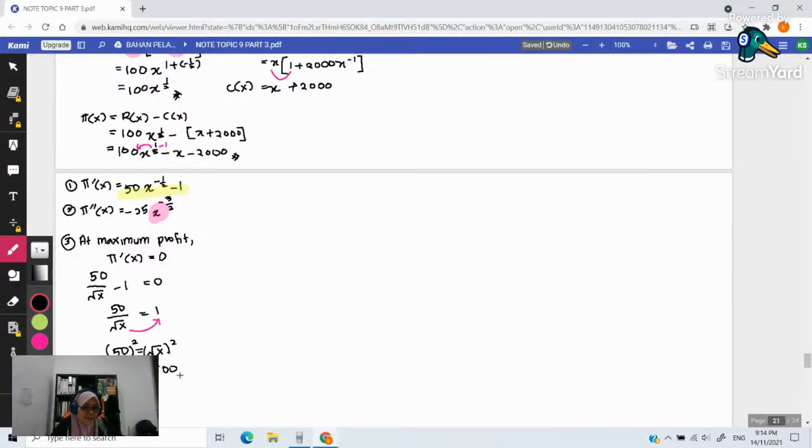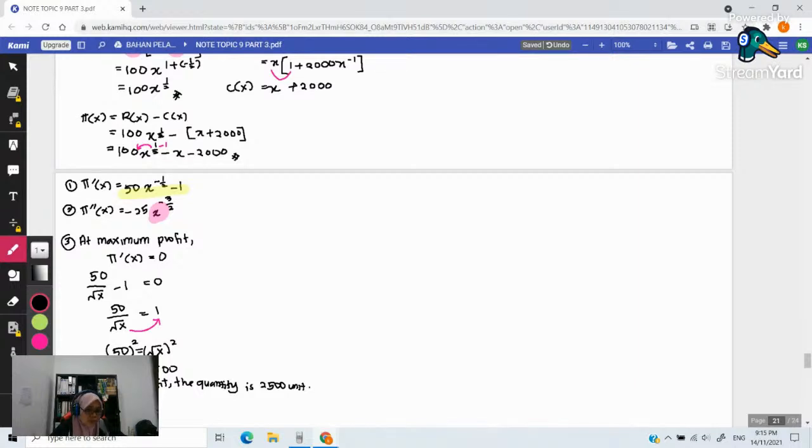Okay, since x is a quantity, so at maximum profit, the quantity is 2500 units.